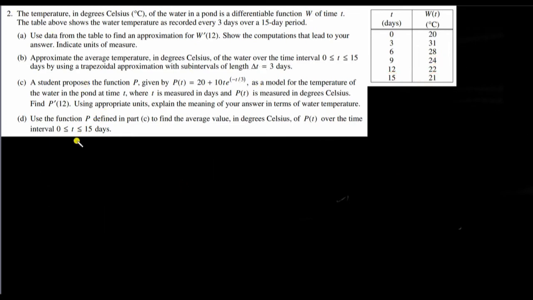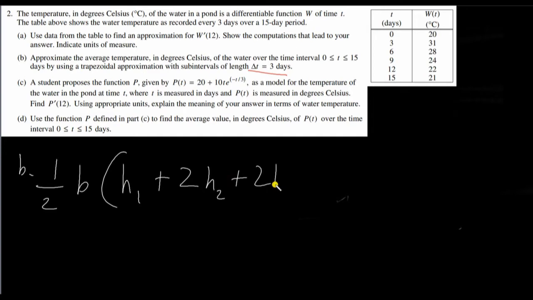Okay, so now we need to approximate the average temperature over the interval 0 to 15 using a trapezoidal approximation with delta t equal to 3 days. Alright, so what do we do here? So we have a trapezoidal approximation and we have an equal base length, right? Our base length is 3. So we need to use the formula for a trapezoidal approximation with an equal base. And that's 1/2 times the common base, times the first height, plus 2 times the second height, 2 times the third height, and so on until you get to 1 times the nth height, which is the final height.